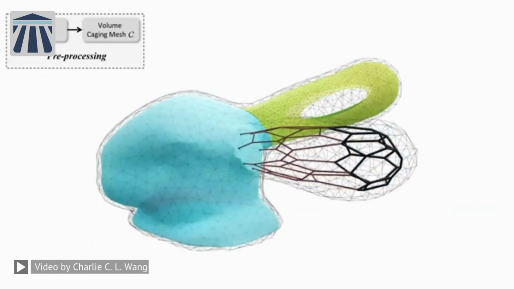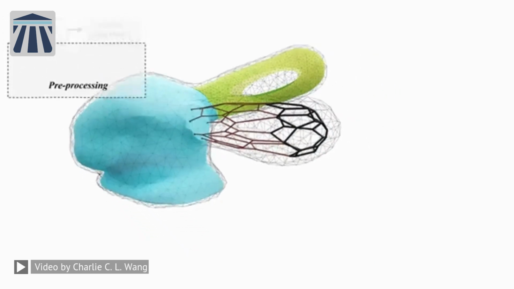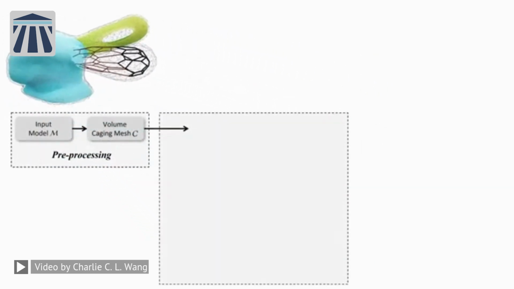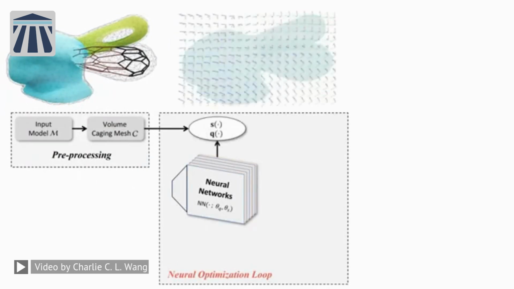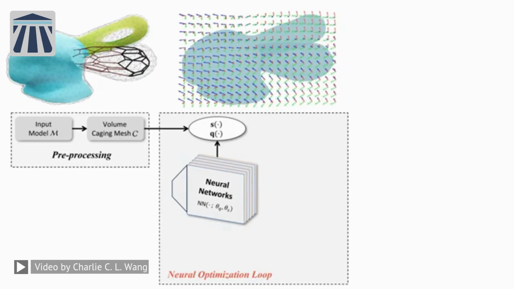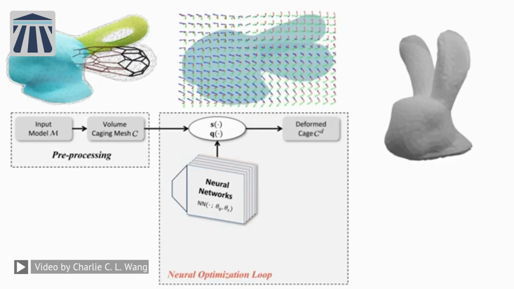After that, a volume mesh caging the input solid is generated as an intermediate representation for numerical computing. The core of our slicer is a neural optimizer, where neural networks are employed to formulate the functions of cotangents and the scaling ratios. These 2 functions are then used to drive the deformation of the caging mesh.